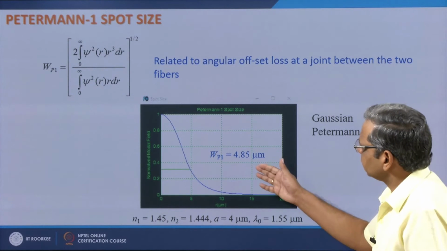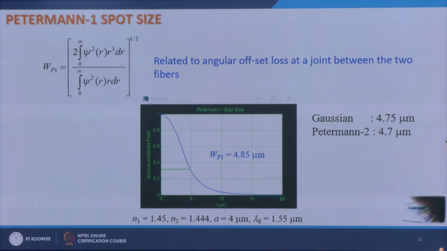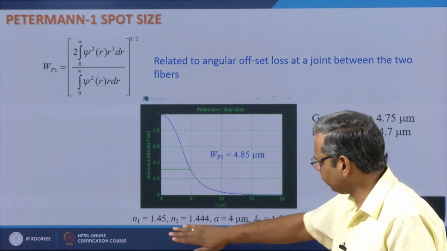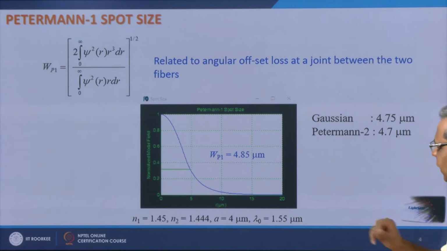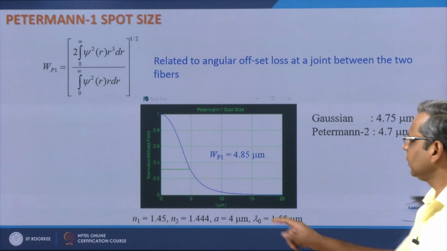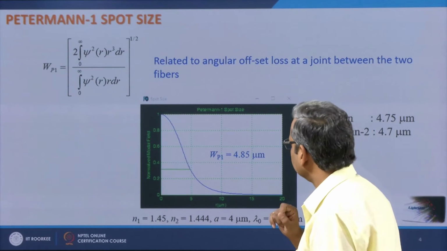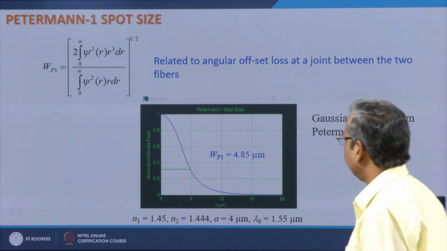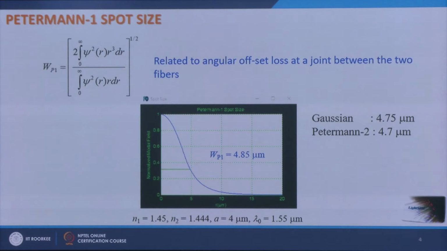So, here in this figure I have again plotted the normalized modal field for the same fiber and at the same wavelength, and the Petermann 1 spot size. The Petermann 1 spot size comes out to be 4.85 micrometer, and if I compare it with the Gaussian was 4.75 micrometer and Petermann 2 was 4.7 micrometer for the same fiber and the wavelength.